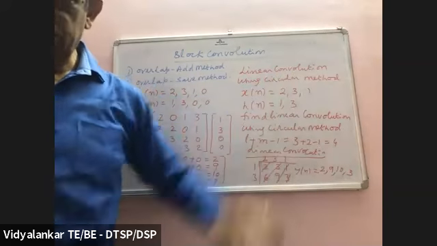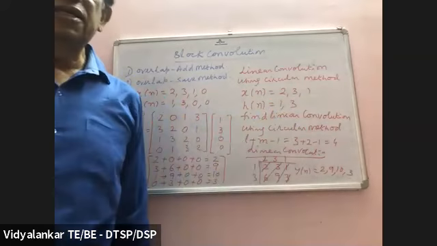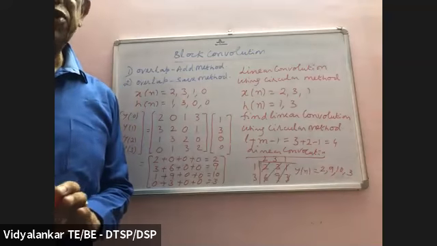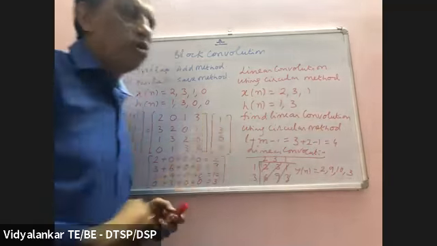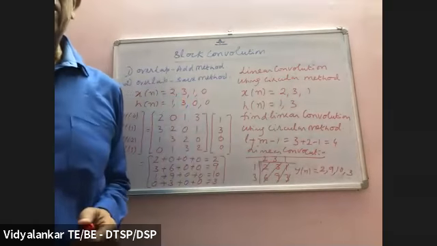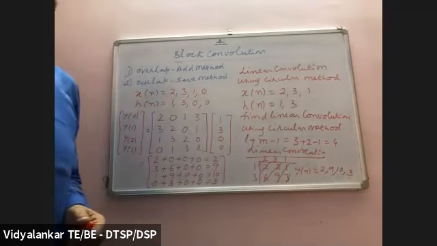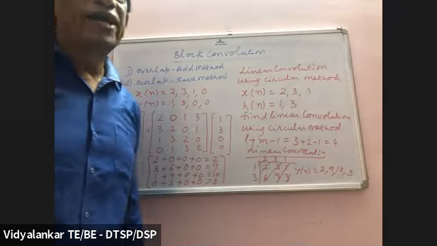L indicates how many samples are there in X. M indicates how many samples are there in H. That will tell you how many outputs are possible. So if I want circular convolution 4 outputs, X and H should have 4 values. So whatever the number is there, remaining values we can take as zeros. So here 0. That's why this method is also known as zero padding method.